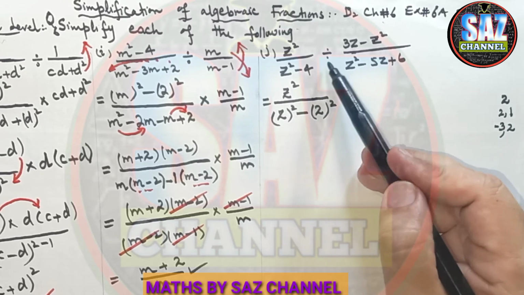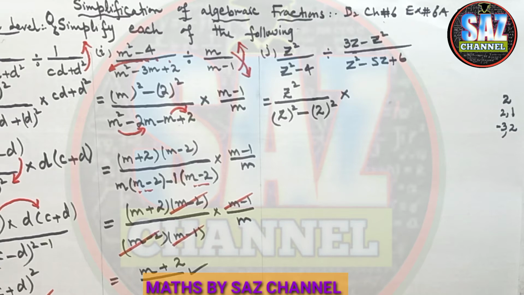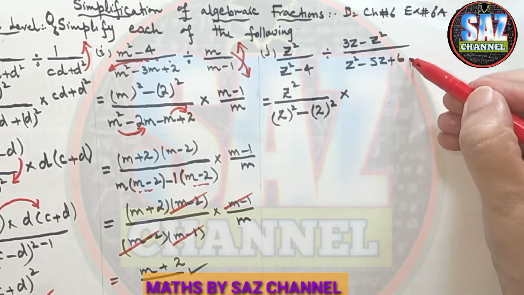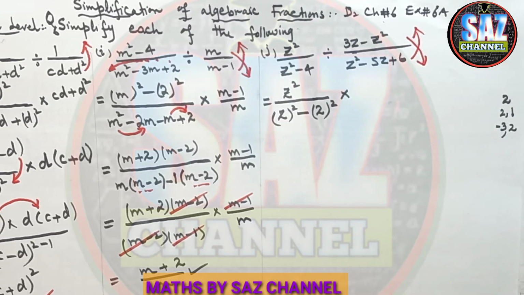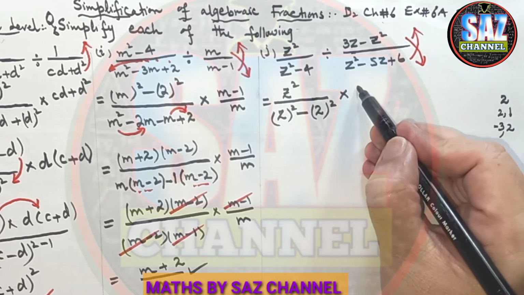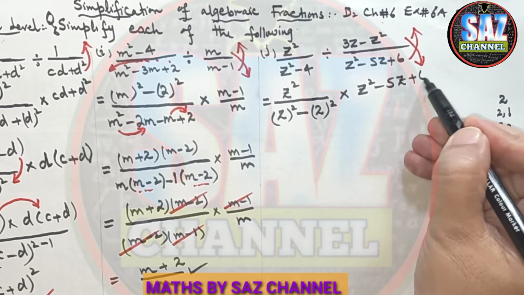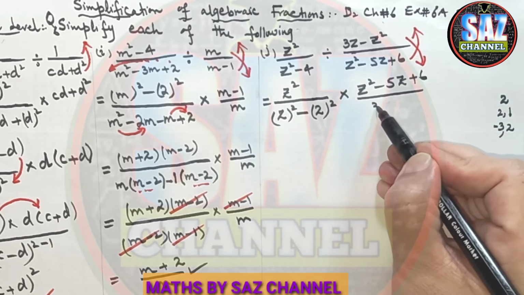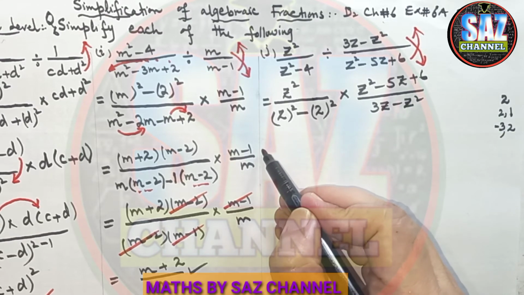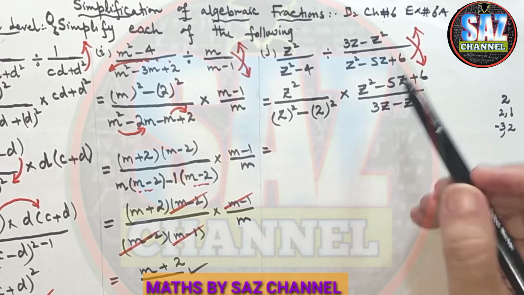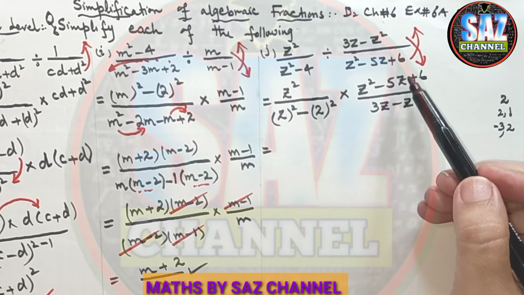Moving to the next part, this is the division sign. I have to change it into a multiplication sign, and then I have to take the reciprocal of the fraction which is after the division sign. So the fraction will take the form z square minus 5z plus 6 upon 3z minus z square. Now if we look at the numerator of the second fraction, that is an application of middle term breakage.